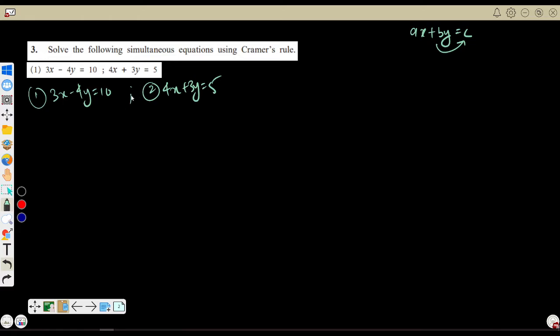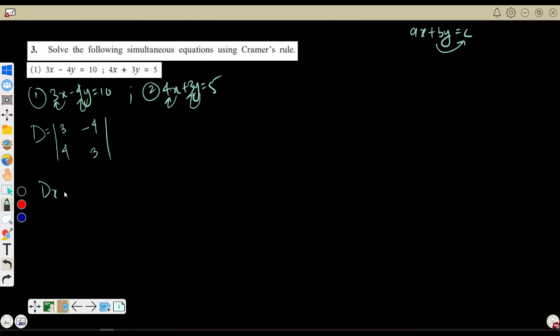Now the next step was to form a determinant d. The method to form the determinant d is, the first column is nothing but the coefficient of x. In the first equation, the coefficient of x is 3, so I copy this 3, and for the second equation the coefficient of x is 4. So the second element of the first column will be 4. Similarly, the second column is nothing but the coefficient of y. In the first equation the coefficient of y is minus 4, and in the second equation the coefficient of y is plus 3.